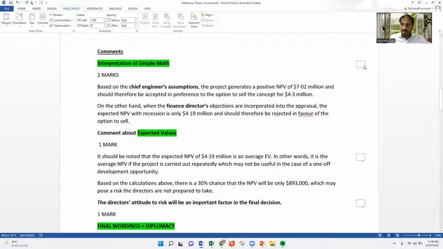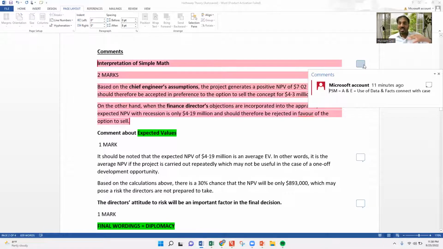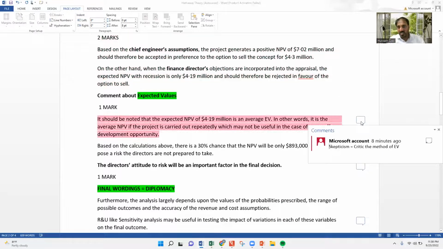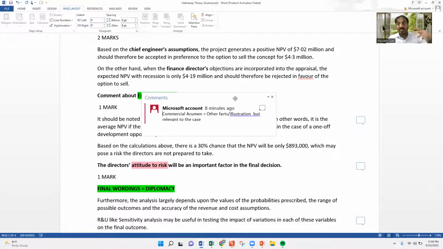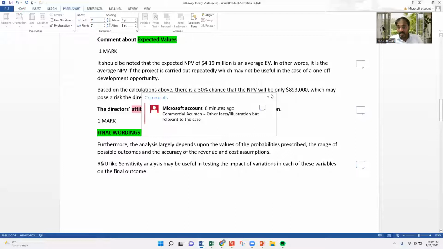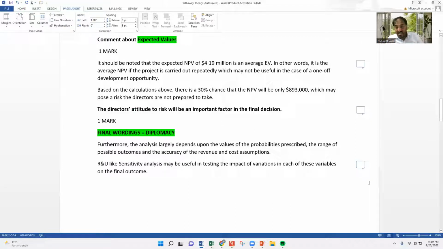Interpretation of the maths, meaning the use of data and the facts connected with the case, that's called analysis evaluation. If we critique the expected values, that's called skepticism, the method. If we add on the attitude of the risk the directors need to consider, with a 30% chance of a very low NPV, that's an add-on illustration, an add-on example. That's called commercial acumen. If my final wordings include some diplomacy, that whatever decision the company makes, it needs to be based on the information I provided to you.